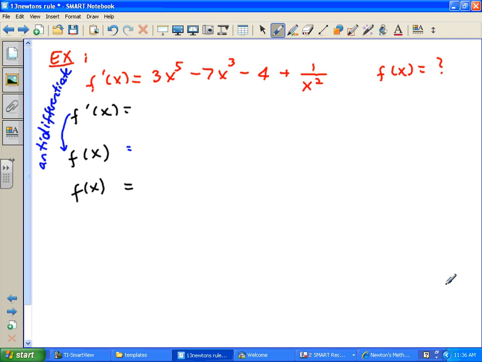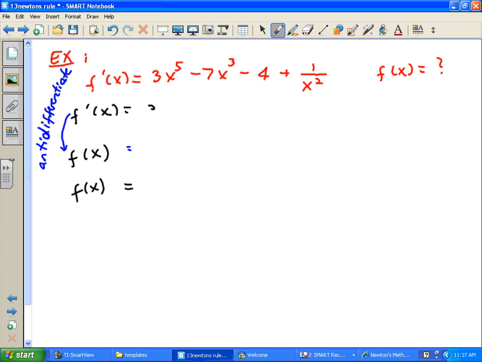Okay, let's take a look at the solution to this problem. Suppose that you are given the derivative of a function. The question is, what is the antiderivative? So we're going to go one step at a time. But first, I'm going to rewrite the given function.